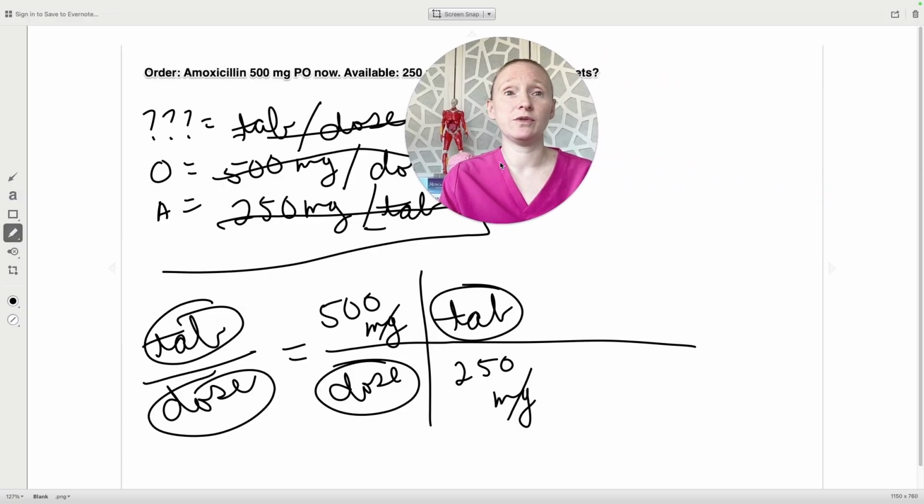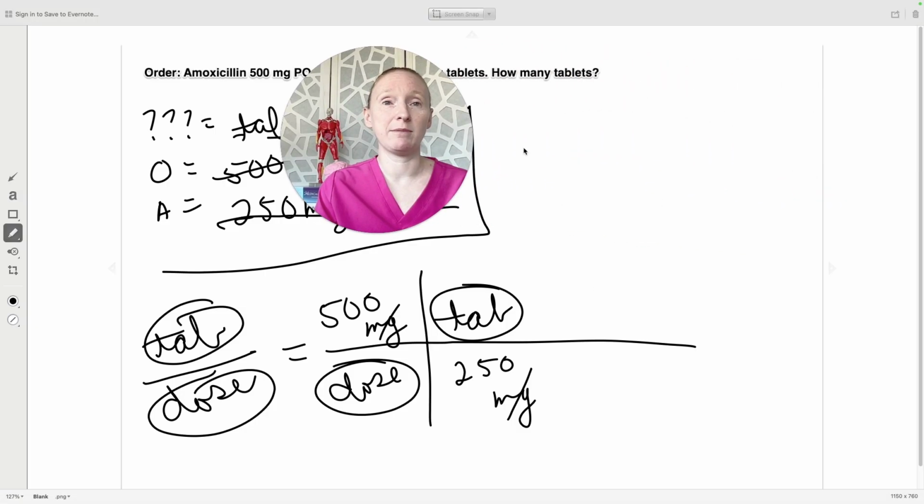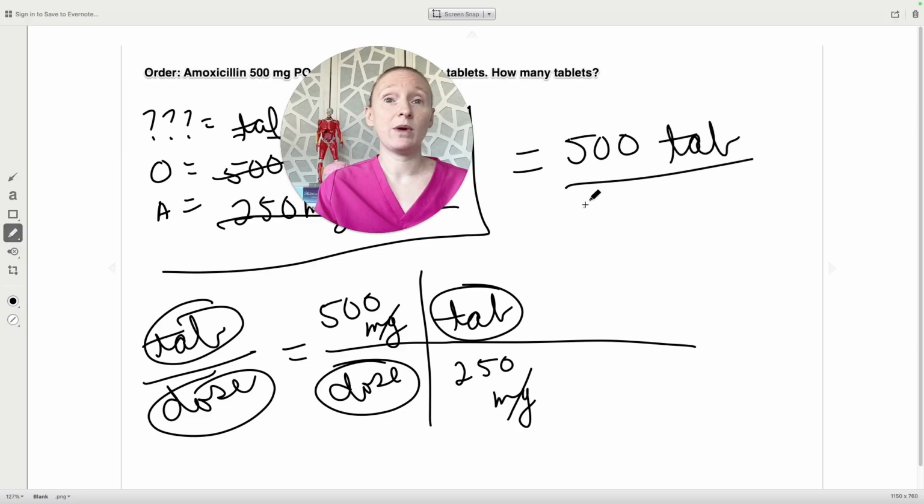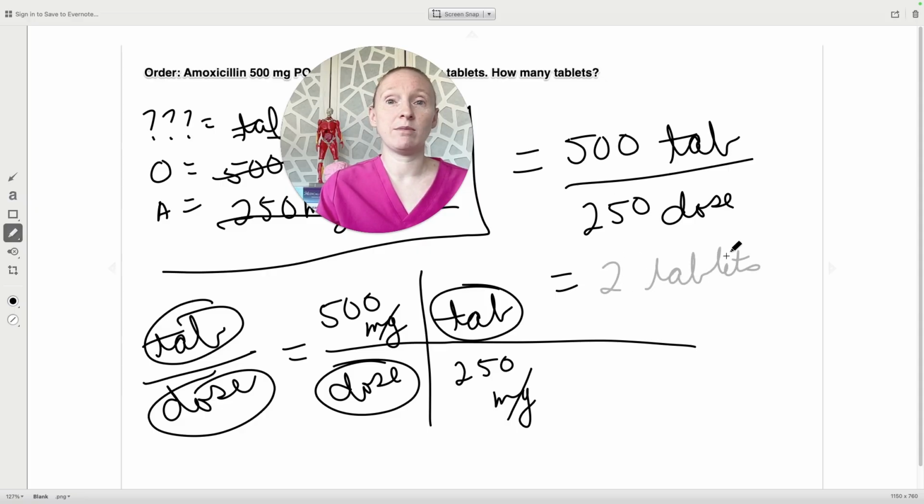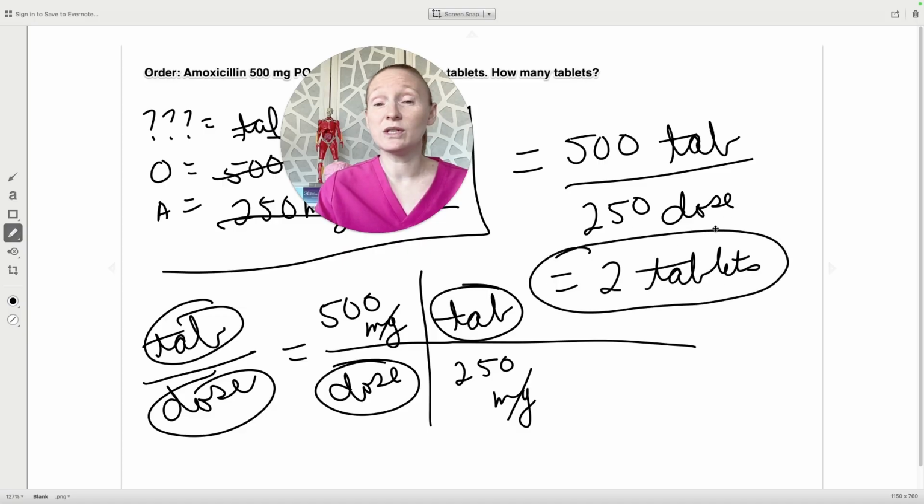So let's do that. I'll move my video out of the way, and I'm going to move up here. So we have 500. Remember, milligrams is gone. The only unit we have left on the top is tablet. So we put that there. And on the bottom, we have 250, but dose is our unit down here. Once we have that multiplication done, then we have to divide the 2 numbers, and 500 divided by 250 is 2, which means we have 2 tablets per dose. And that, in this case, is our final answer because we do not need to round it.